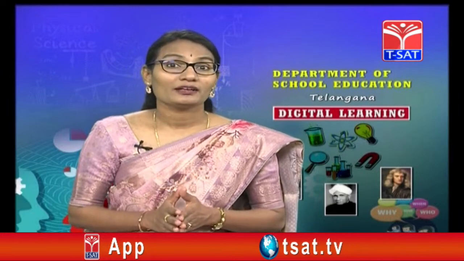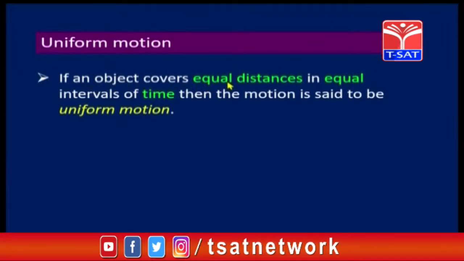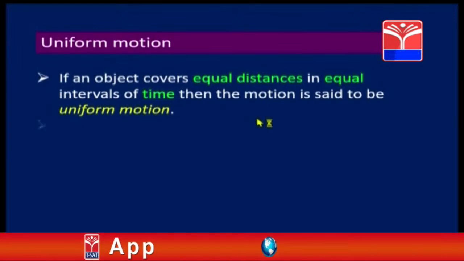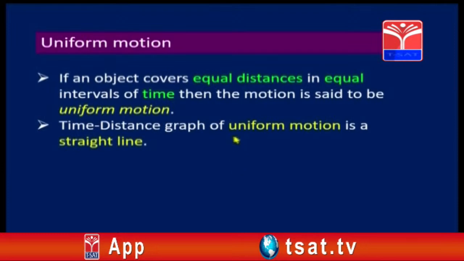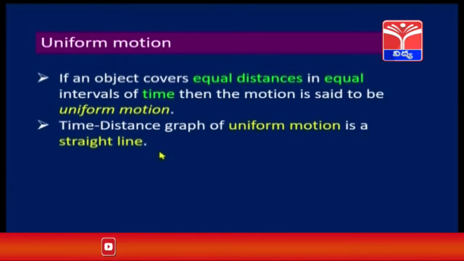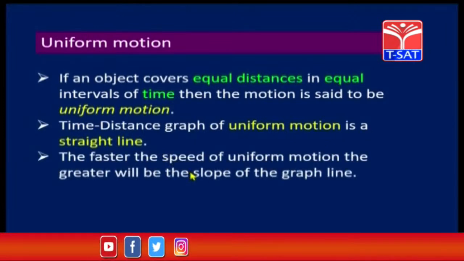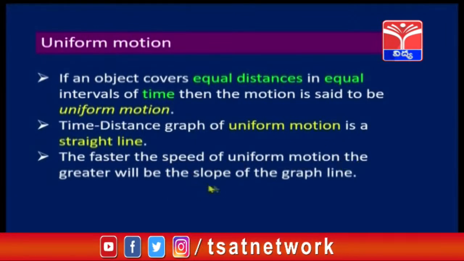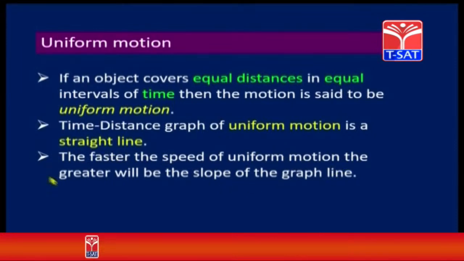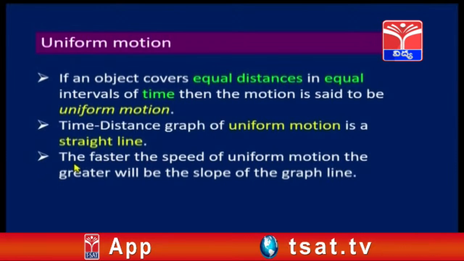If any object covers equal distance in equal time interval, then the motion is said to be uniform motion. Here Swati has uniform motion. The time-distance graph of uniform motion is a straight line. And the faster the speed of uniform motion, the greater will be the slope of the graph line. What is this third point? Once again, the faster the speed of uniform motion, the greater will be the slope of the graph line.